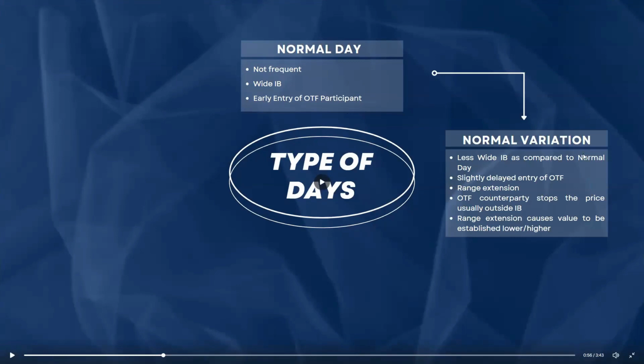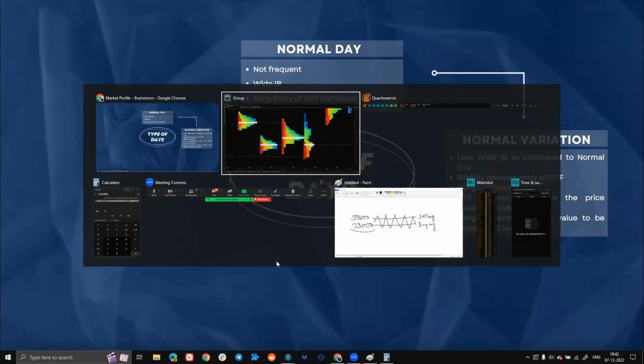Now there is a normal variation of normal day. It gets funnier. First of all, there's a normal day, which is not normal. And then there is a normal variation of normal day. In this case, the IB is slightly less wide. It is on the medium to upper range. And range extension takes place, OTF counterparty, etc. I don't know what is written here, and I don't need to understand what is written here. Let me show you directly in the charts.